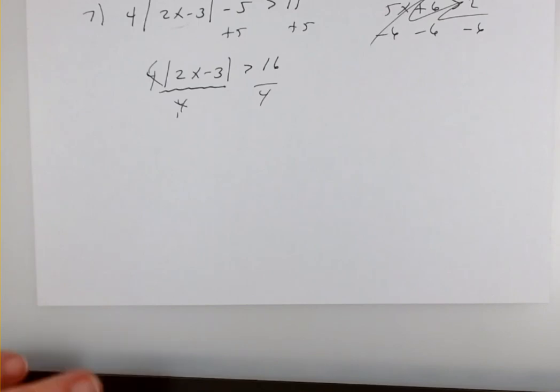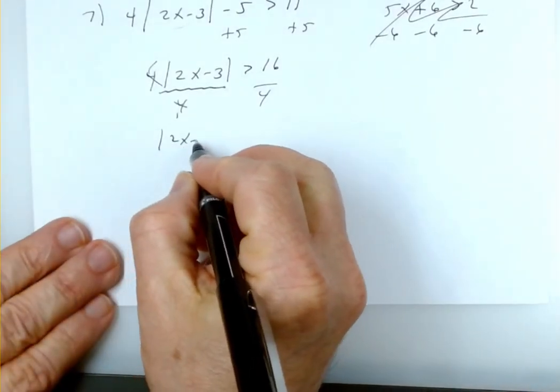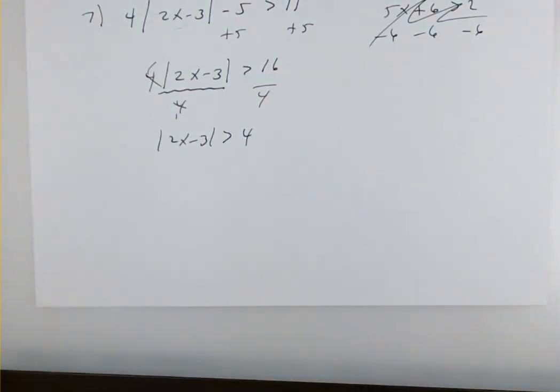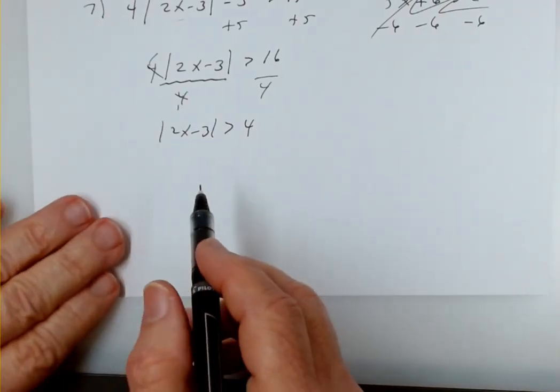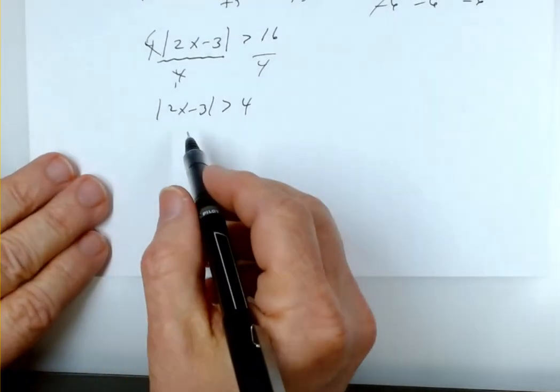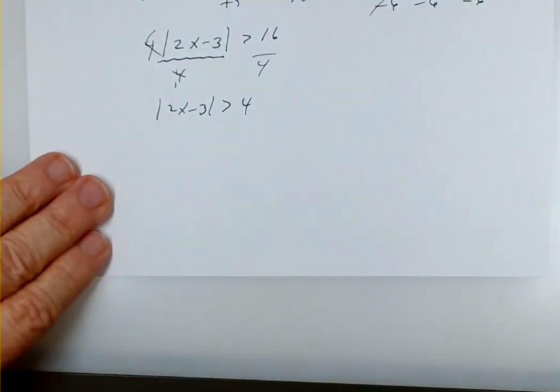So you have the absolute value of 2x minus 3 is greater than 4. Once you get the absolute value expression by itself, you now know how to set it up. Plus 3. At 2x, be careful. You have to take the absolute value bar away, and then you're going to write an OR statement.